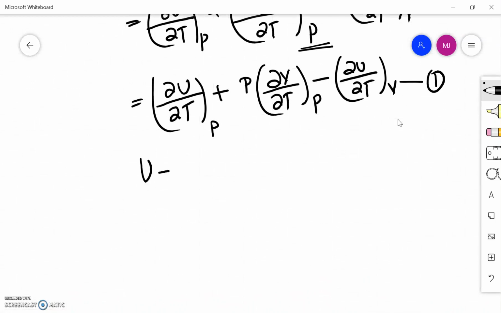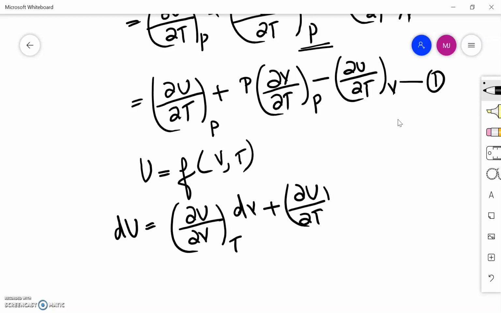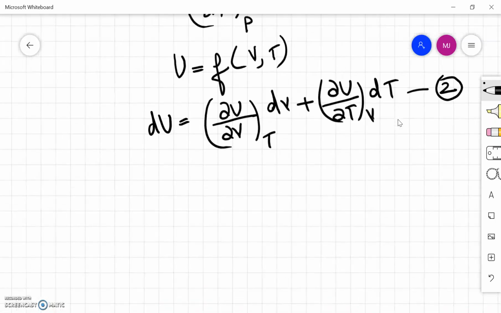You all know that internal energy U is a function of volume as well as temperature. So when you take the differential of U, that is dU, it can be written as ∂U/∂V at constant temperature into dV plus ∂U/∂T at constant volume into dT. I'm going to number this equation as 2.